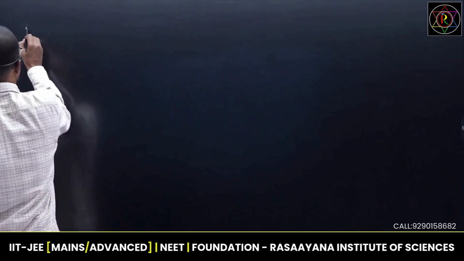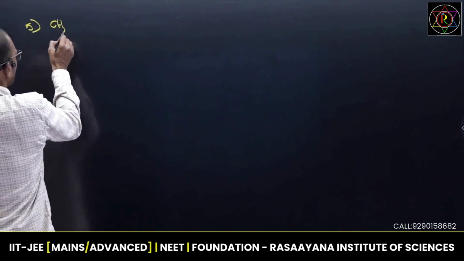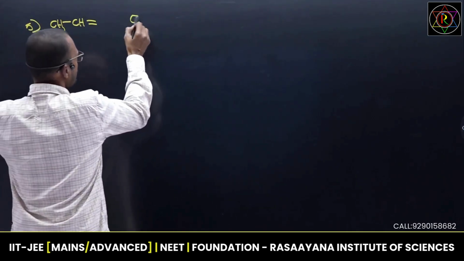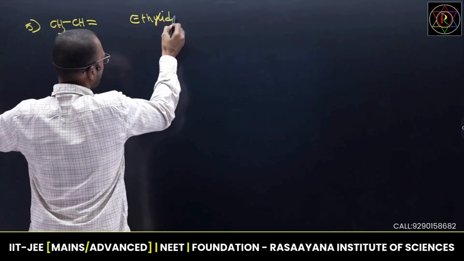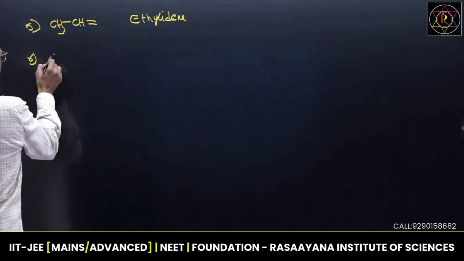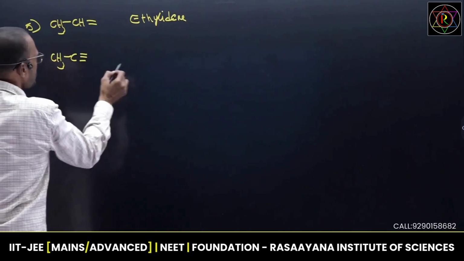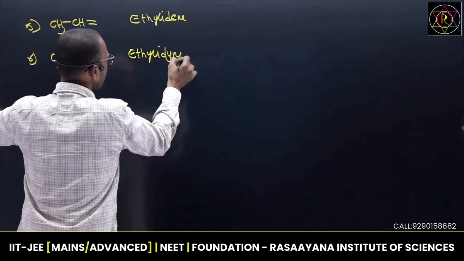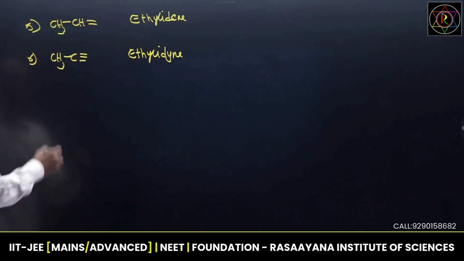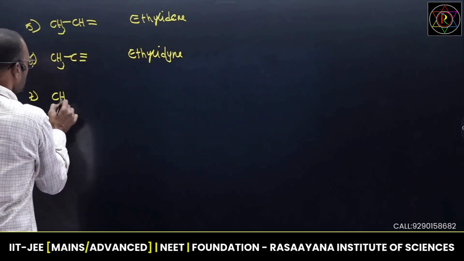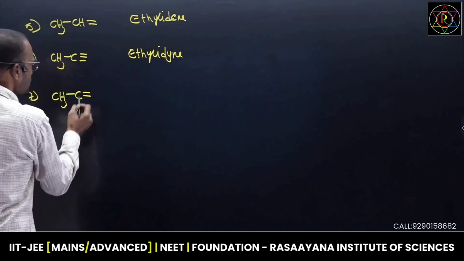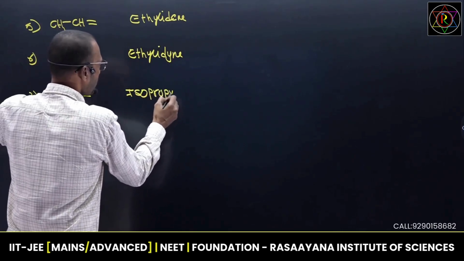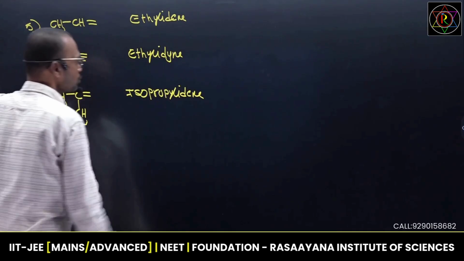Next. See, if I write carbon-carbon double bond, here now double bond is outside. Now this is called ethylidene. Ethylidene. If carbon-carbon triple bond is present, this is called ethylidyne. Okay. Suppose if isopropyl group is present outside, see, double bond is outside. This is called isopropylidene.